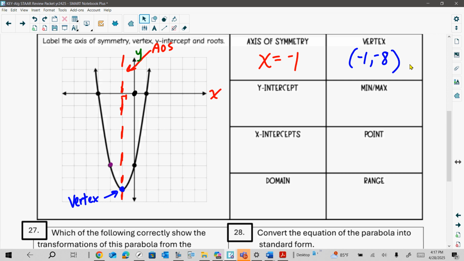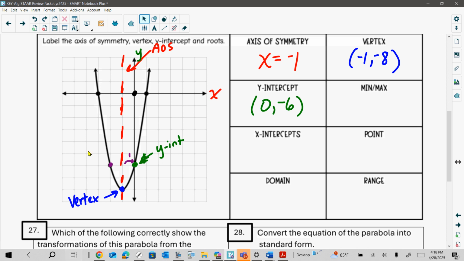Now the other thing they want you to be able to identify is your y-intercept. We've done that plenty of times. That is the point where it touches the y-axis right there. That point is 1 unit away from the axis of symmetry. We need that for something later, coming up right after we answer our max, min, and x-intercepts. That point is the ordered pair 0, -6.